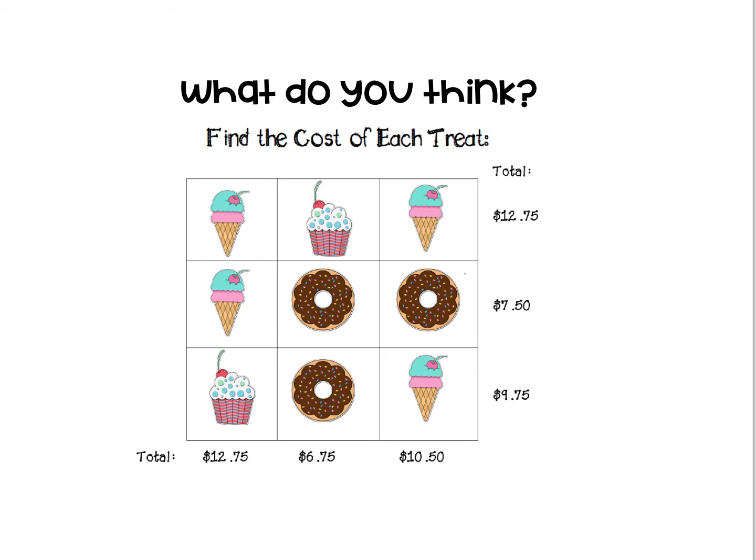Alright, so for this first problem, I want you to just pause the video. I want you to look at the given information. An ice cream, a cupcake, and an ice cream is $12.75. An ice cream, a donut, and an ice cream is $10.50. What do you think each treat costs? So go ahead and just do some problem solving. Alright, so we're going to revisit this problem in class tomorrow. But I'd like to see, what do you think an ice cream, a cupcake, and a donut is worth?